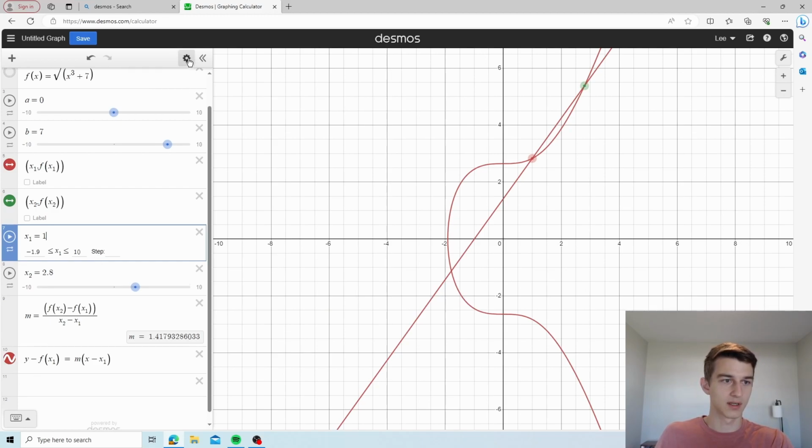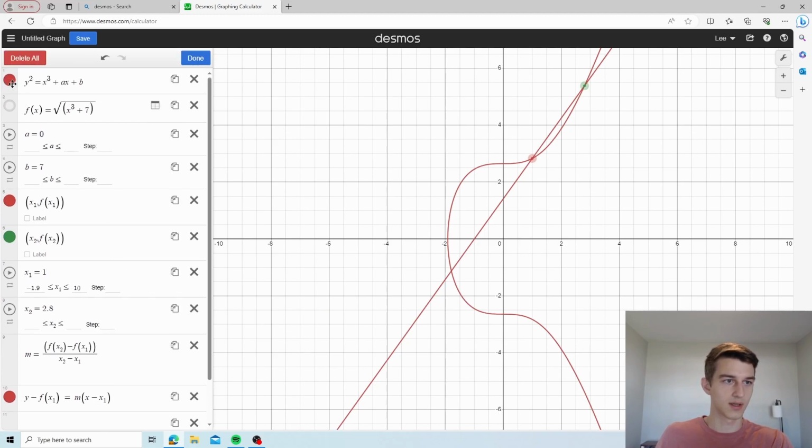Okay, so I'm just going to change our colors up here. So let's keep our original in red. We can do a different color for the points and a different color for the line.